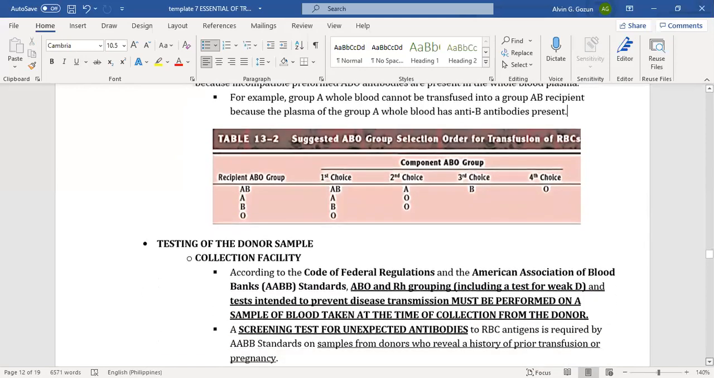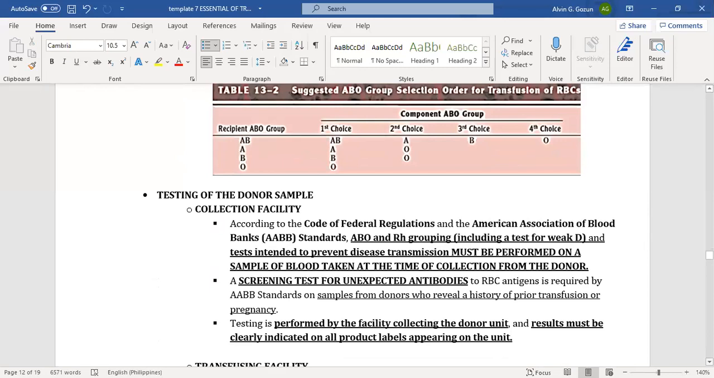Again, balik nga tayo. Kapag tinest natin yung patient sample, ano yung mga tinetest natin sa sample ng recipient or patient? ABO blood typing, Rh blood typing, antibody screening. Kapag positive sa antibody screening, proceed with antibody identification for us to identify if there are clinically significant antibodies present sa patient or recipient sample. Bakit? Sige na, bakit? Why?